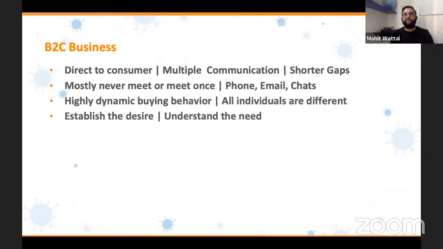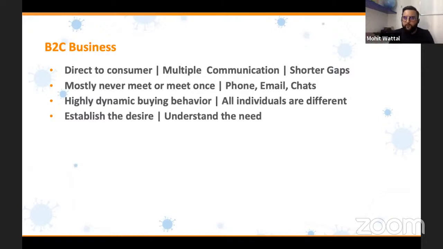So if I am somebody who sells products directly to the consumer, if I'm somebody who sells a car, if I'm somebody who sells an MBA program, if I'm somebody who sells a short-term Java program or an ITIL certification program, I am directly speaking to the consumer, the person who's going to take that program. So it is direct to consumer. There are multiple communications involved, and the frequency of these communications is very short, right?